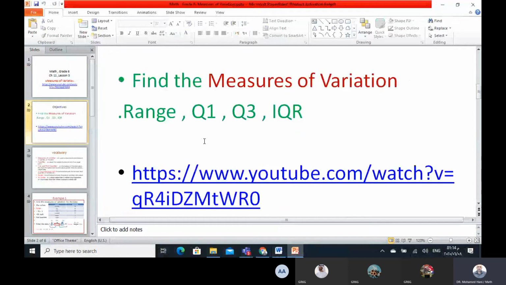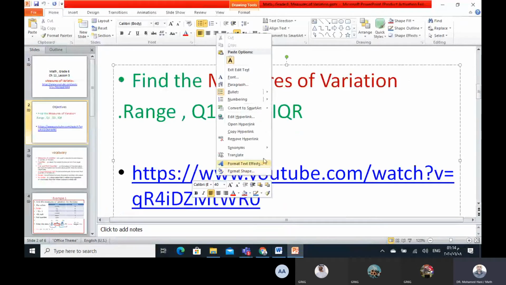So today we want to revise measures of variation, how to find them, and what the meaning of measures of variation is. We have 4 kinds of measures here: the range, the first quartile, the third quartile, and the interquartile range. So watch this video with me now to learn the meaning of these measures of variation.